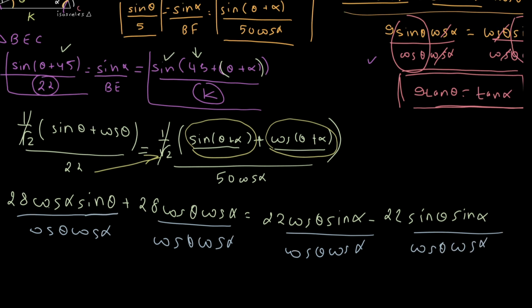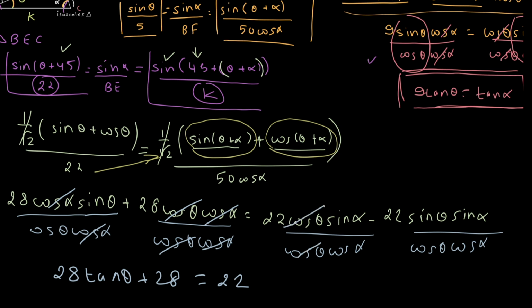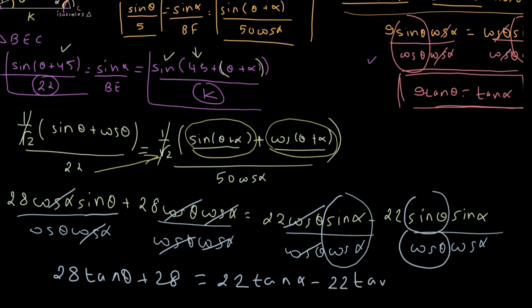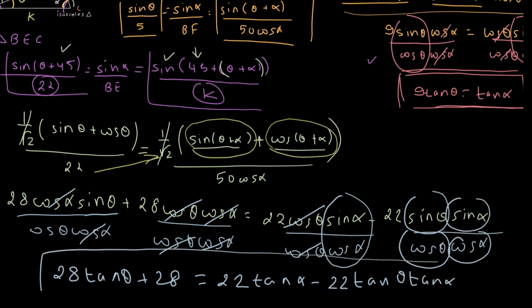Okay, now let us simplify this thing. So here we can see that cos alpha got cancelled out. So here what we get is 28 times sin theta upon cos theta, that is tan theta, plus 28 times cos theta cos alpha got cancelled out. So only 28 is equals to 22 times, here we can see that cos theta got cancelled out. So what remains is this ratio, and that is tan alpha, minus 22 times sin theta upon cos theta, that is tan theta, and similarly sin alpha upon cos alpha is tan alpha. So here we get a nice equation.